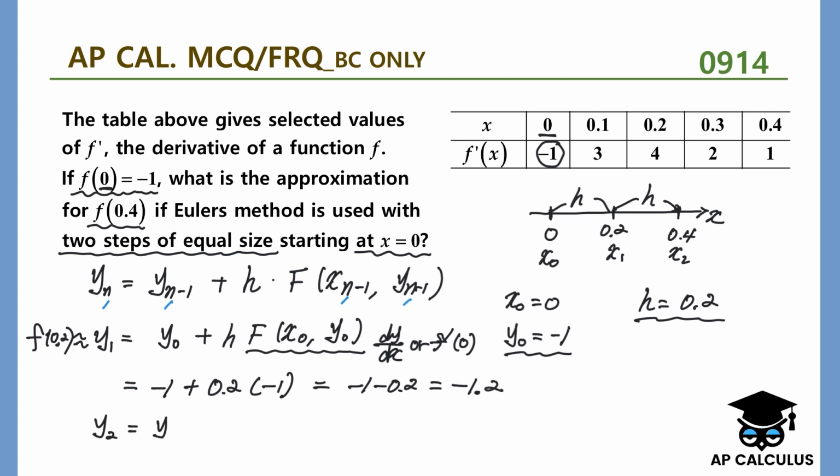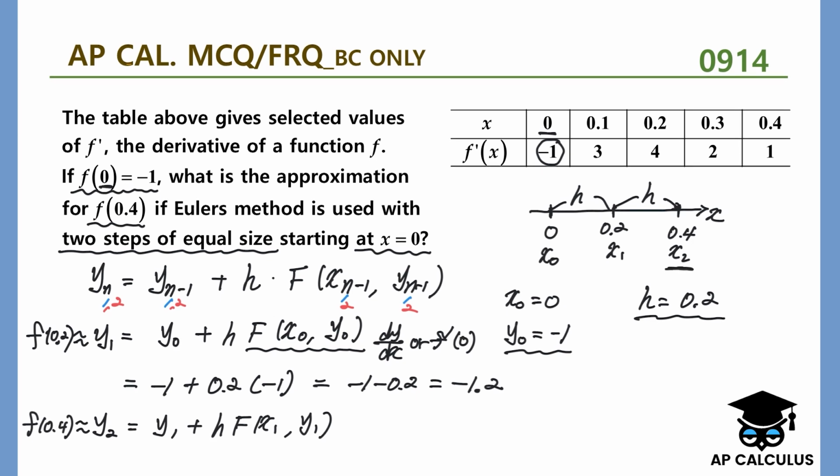Right? Now let's find y2. y2 is, using the formula, y1 plus h times f of x1 comma y1. We can write this equation simply by substituting 2 for n, right? And this is the approximation for f of 0.4, because our x2 is 0.4.